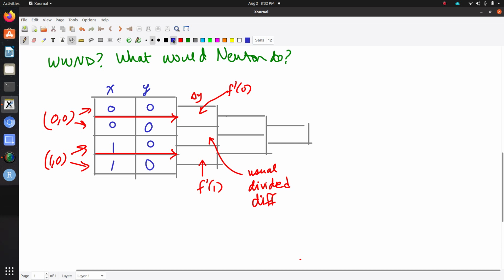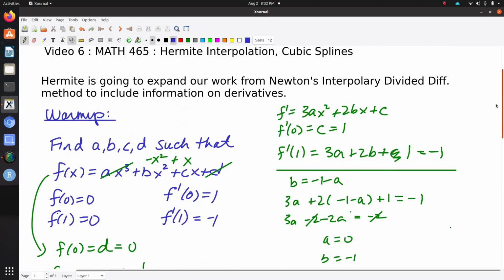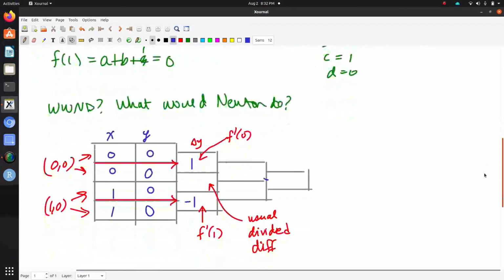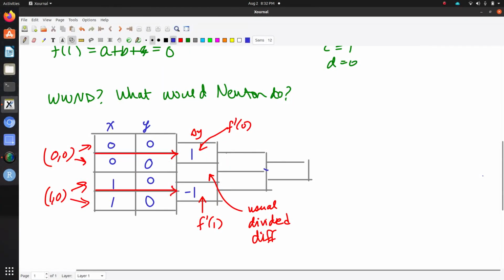Okay, so let's figure out what the usual divided difference is, and then everything outside there is going to be the usual divided difference. So we're going to put 1 over here, because that's what we were told to put there. That's what we had in our problem up above. Let's just double check. f prime of 0 is 1, f prime of 1 is negative 1, okay? And then we use our usual divided difference, which is just 0 divided by 1 in this case. And then we're going to do the usual game from there on out. So we're going to try to get rid of this carefully.